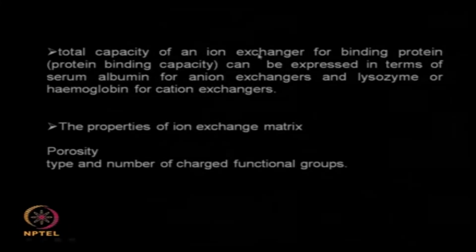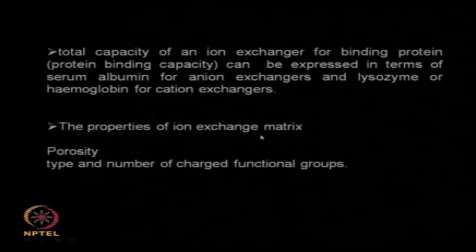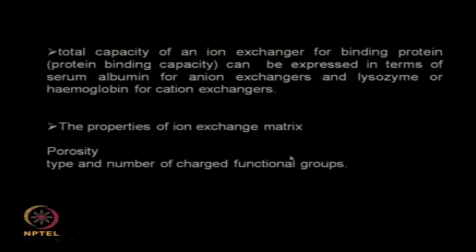The total capacity of an ion exchanger for binding protein can be expressed in terms of serum albumin for anion exchangers, or lysozyme or hemoglobin for cation exchangers. So generally, if it is an anion exchanger, the capacity is based on the amount of serum albumin that can be exchanged; if it is a cation exchanger, the amount of lysozyme or hemoglobin that can be exchanged. The properties of ion exchange will depend on porosity as well, because with a highly porous material we can have more charged ligands bound to it, as well as the type and number of charged functional groups present on the stationary matrix. All these properties decide the ion exchange matrix.